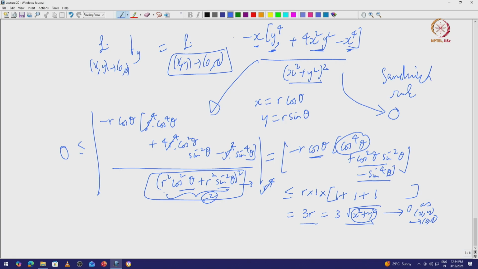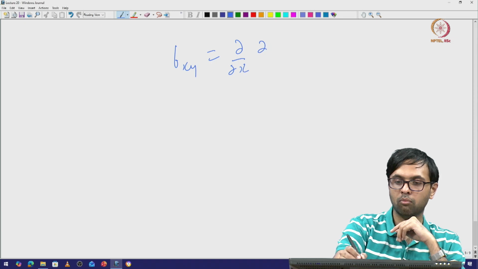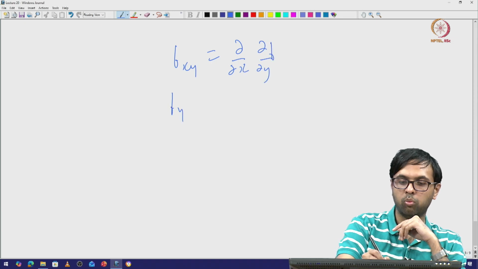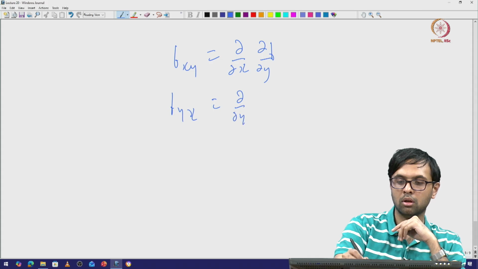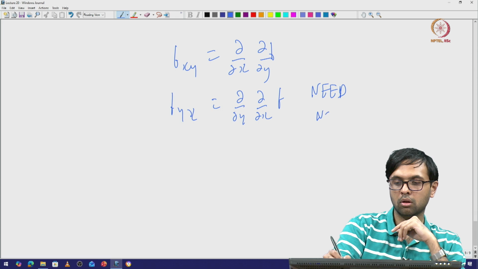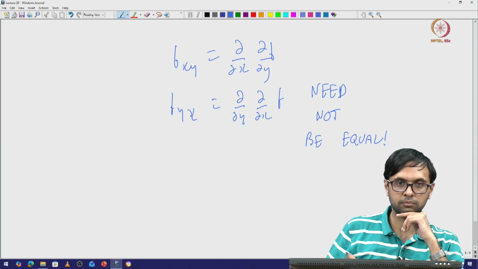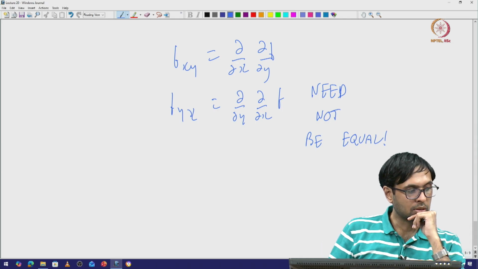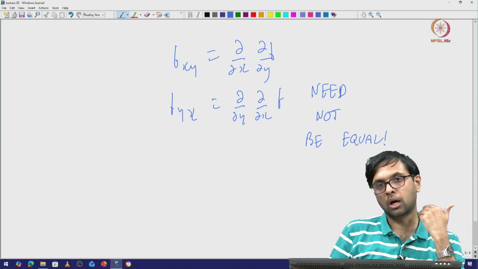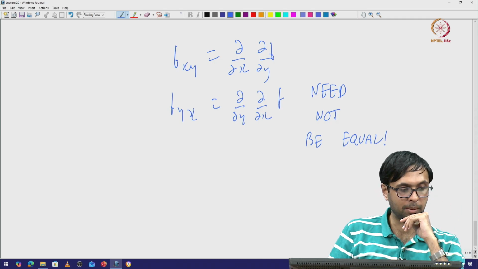But anyway, the point I'm trying to make is that the mixed order partial derivatives, fxy, which is d by dx of d by dy of f, and fyx need not be equal. Okay? So we'll have to define a condition under which they can be proven to be equal. Okay? That will be important for us.